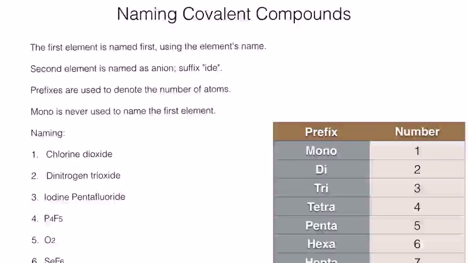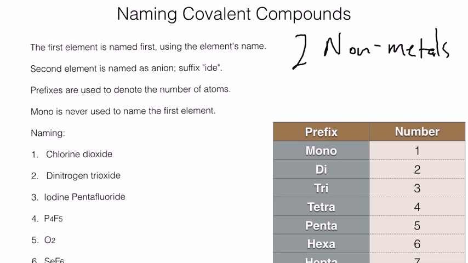In this video, we're going to talk about how to name covalent compounds. Covalent compounds form between two nonmetals. When you're looking at the periodic table, the nonmetals are everything to the right above the staircase, and then include hydrogen in that as well, even though it's on the opposite side of the table.